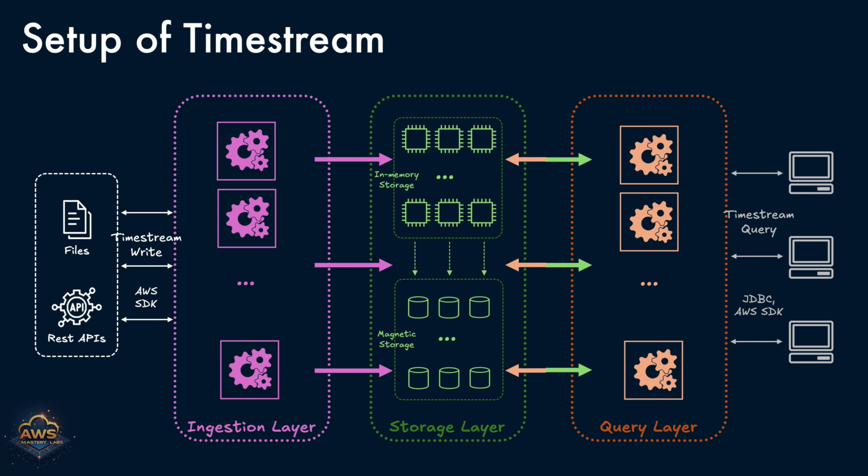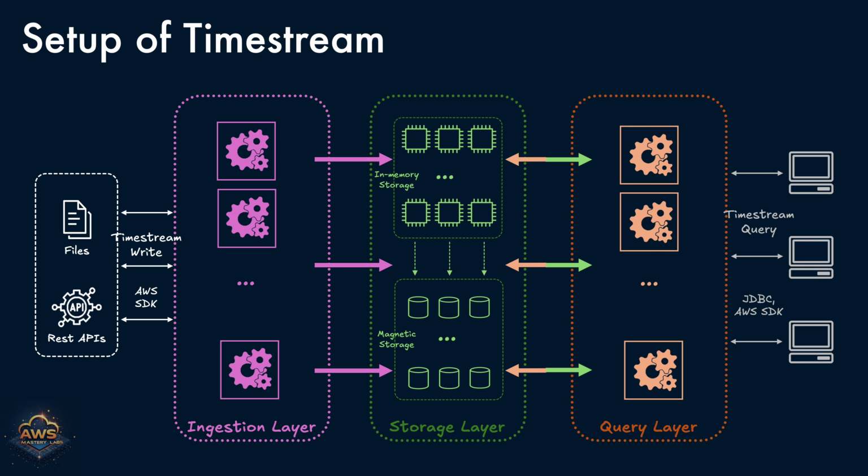This layer is built to handle massive throughput, processing millions of records per second with low latency. It validates and indexes incoming data on the fly, capturing not only the time and measure values, but also dimensions, key value pairs that describe the context of each data point. From here, the data flows into the storage layer, which is split into two tiers.